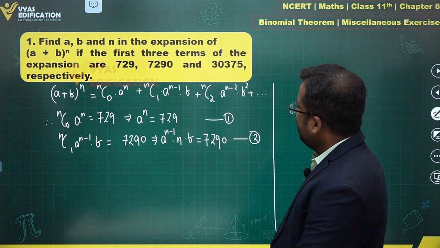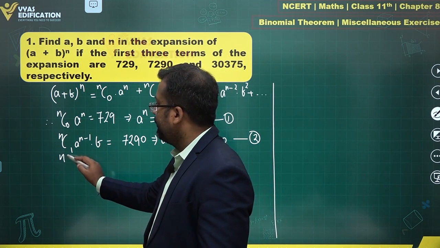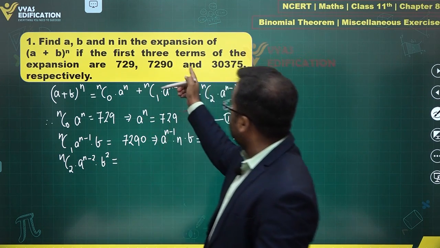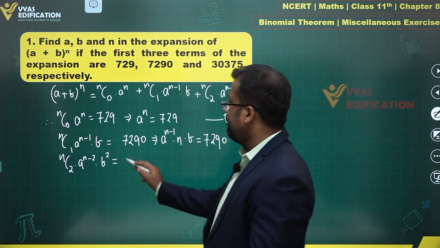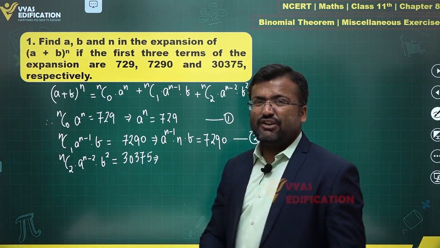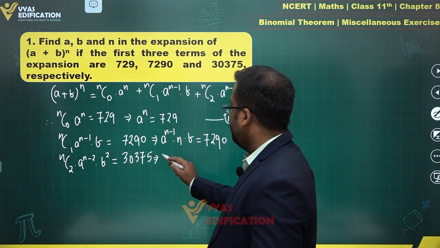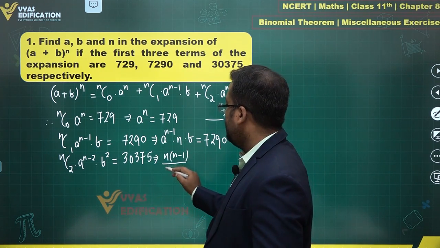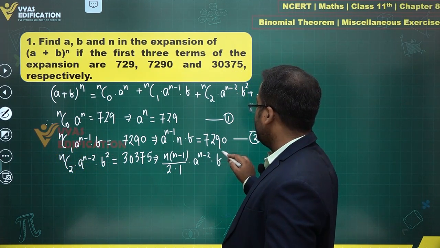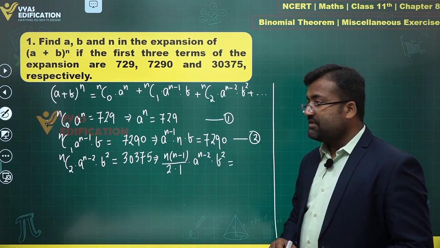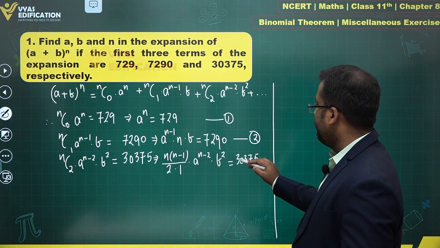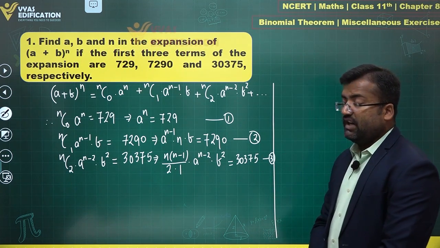The next equation is nC2 a^(n-2) b^2 is given to be 30375. What does this imply? This implies that nC2 is n(n-1)/2 times 1 times a^(n-2) times b^2 is equal to 30375. This is the third equation. Right? These are the three equations.